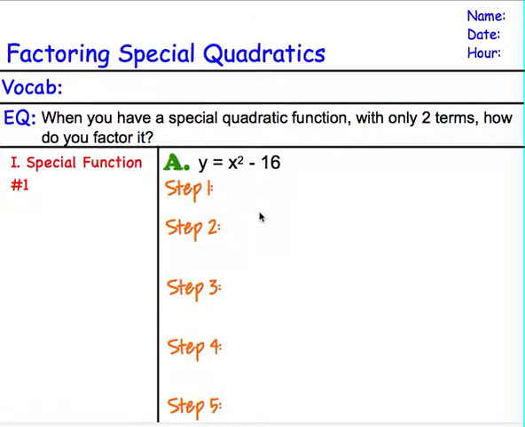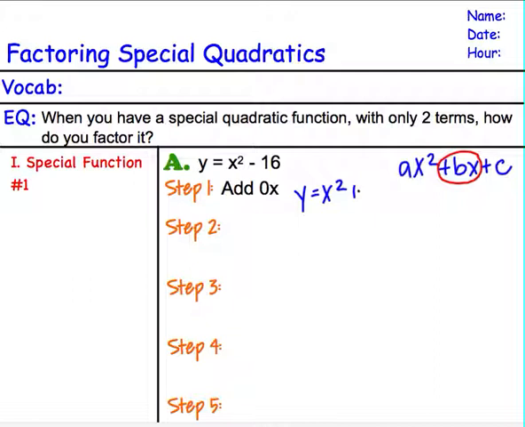Being on special quadratics, we're going to take a look at our first special type of function. Here we have x squared minus 16. If you notice, our standard form is ax squared plus bx plus c, and right now we're missing that plus bx term. So the first step in our process is to add 0x. I'm going to rewrite this as y equals x squared plus 0x minus 16.